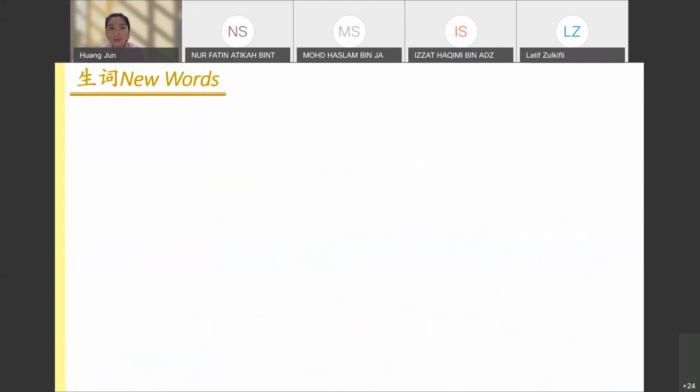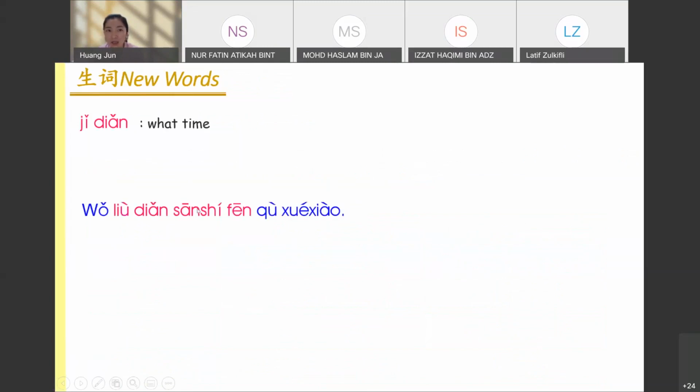Okay. Then let's check more. In your book, we have 几点, already talked about, meaning what time. So you have to remember right here, 我6点30分去学校. For example, 我6点30分去学校 means I go to school at 6:30. 点 and 分: 点 is o'clock, 分 is minute. So 6:30, right? I go to school at 6:30.